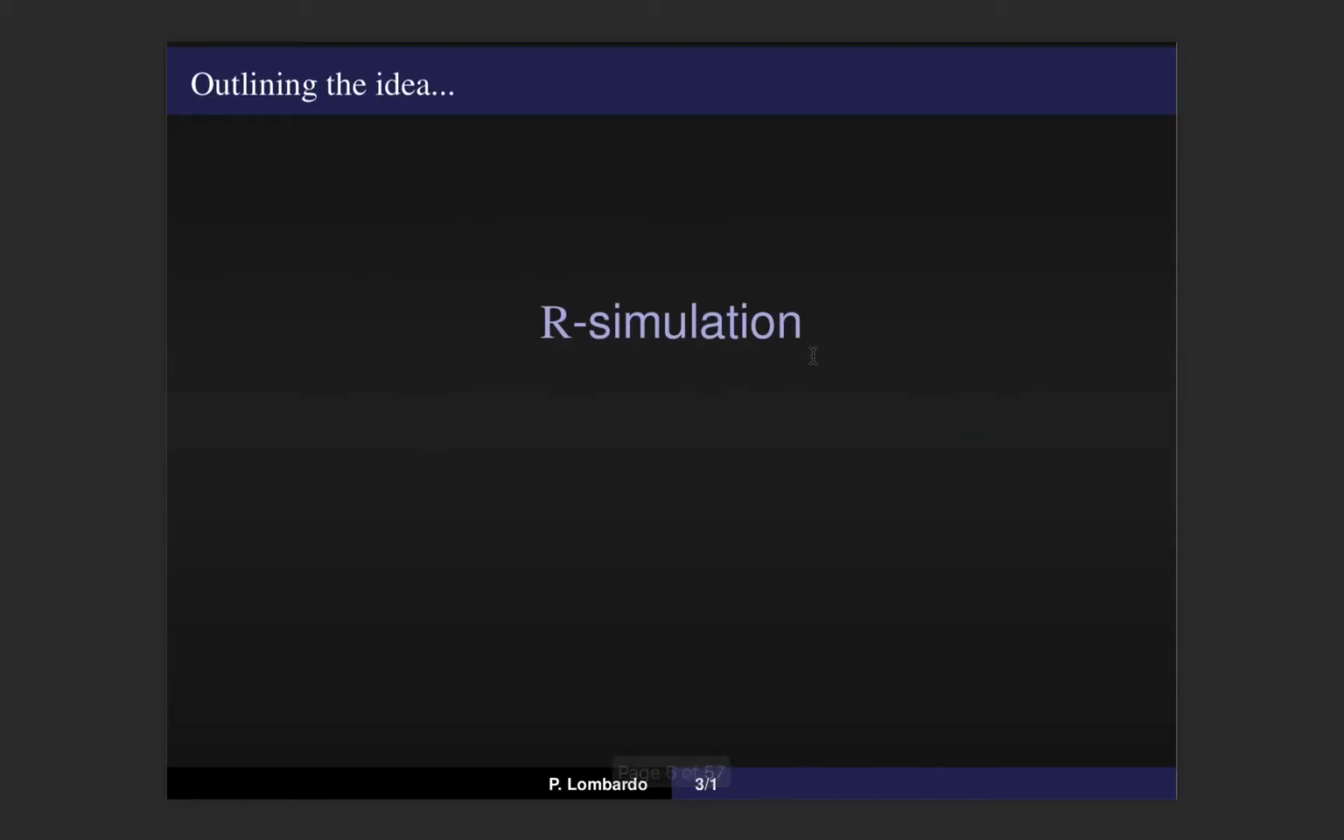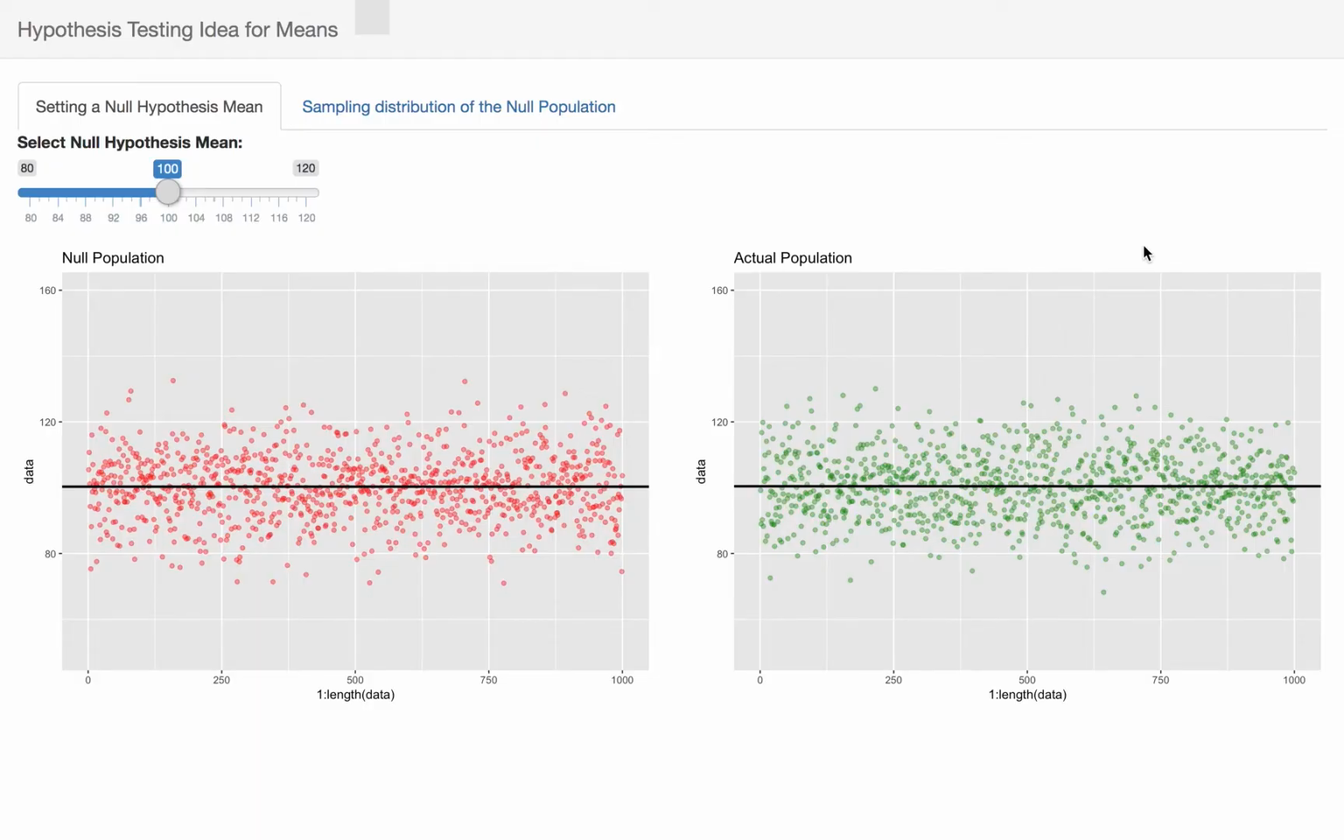Let's take a look at some of the null and the alternative hypotheses and some R simulations to see how hypothesis testing might actually work. Okay, so here we have a simulator. Off in the right panel here, we have in the green dots the actual population. So typically when we're doing hypothesis testing, we don't actually know this kind of information. So this is more of a thought experiment.